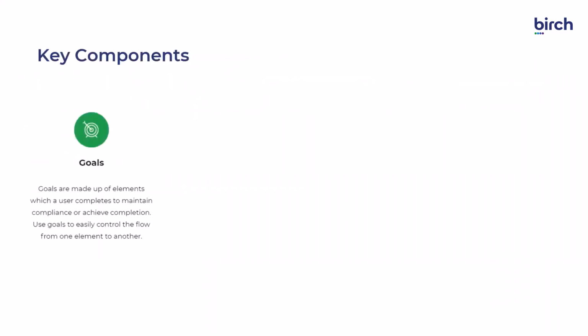Okay, so now we'll get into the detail of the key components of Birch. The first component we have here is our goals. So this, in plain English, is where we store or group our learning and training requirements. For example, some of the more common goal types that we see are items for mandatory training or induction and orientation goals.